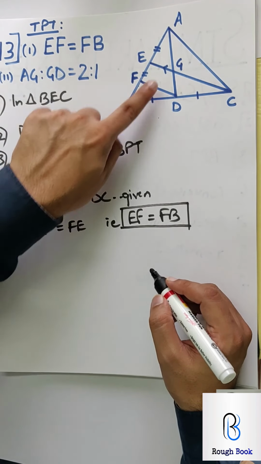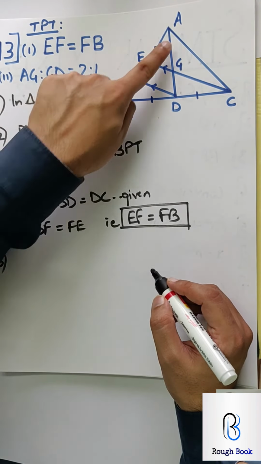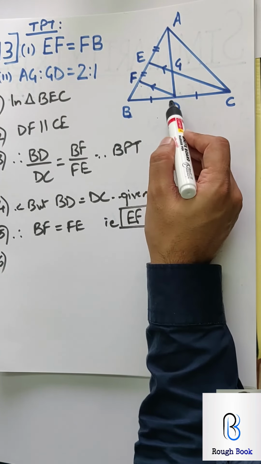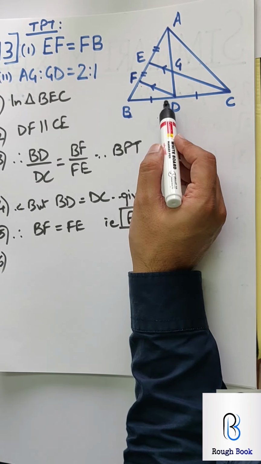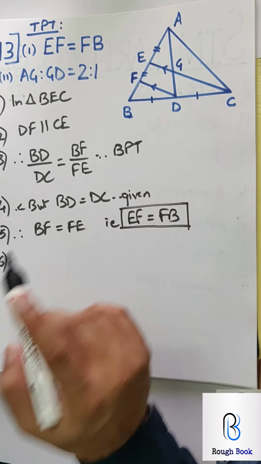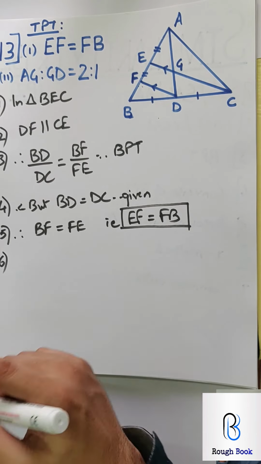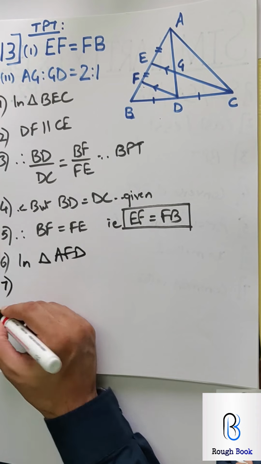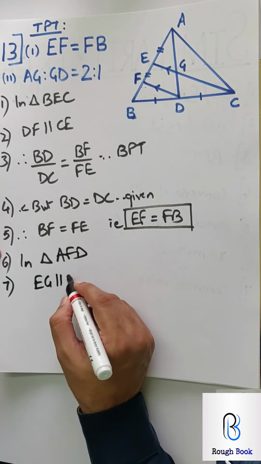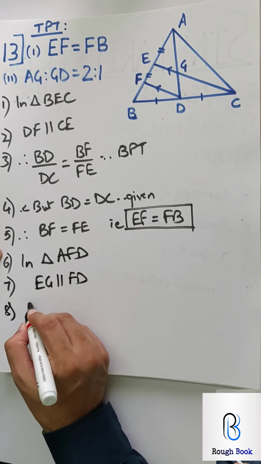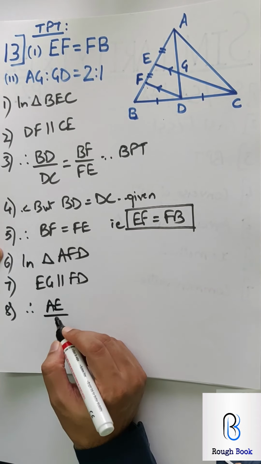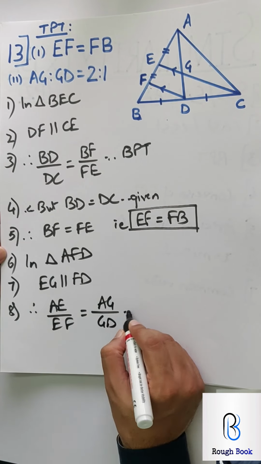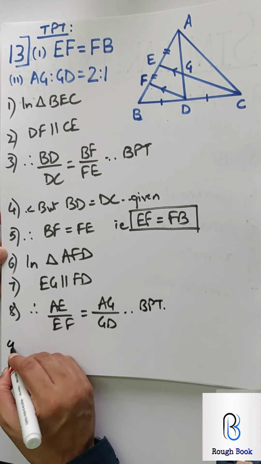Now for the second part, AG upon GD is 2:1. How are you going to do that? You take this triangle AFD, say that these two are parallel, go there, apply BPT, and then if you get it, great. If you don't get it, I will help you, don't worry. So in triangle AFD, I will say EG is parallel to FD, and therefore AE upon EF is equal to AG upon GD. Again, basic proportionality theorem.